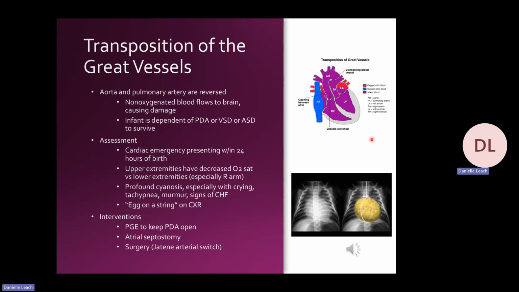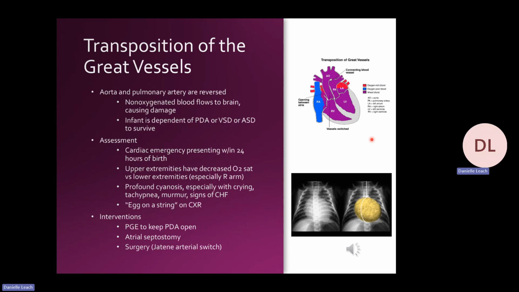Assessment-wise, this is a cardiac emergency. It usually presents at birth or within 24 hours of birth. If you guys may have seen, probably in your OB rotations, we usually do the congenital heart disease screening on infants before they're discharged, putting the pulse ox on their right wrist, seeing if it's basically lower than, say, their feet. So one of the symptoms of this is their upper extremities have a decreased O2 saturation versus their lower extremities, especially the right arm. So this is one of the reasons why we do that congenital heart disease screening with the pulse ox.